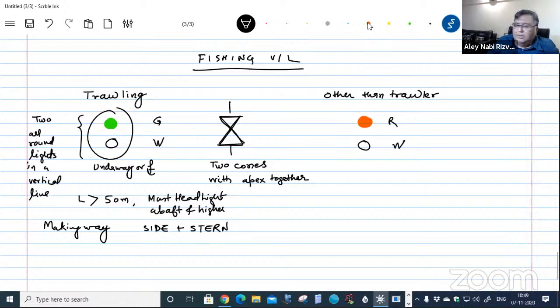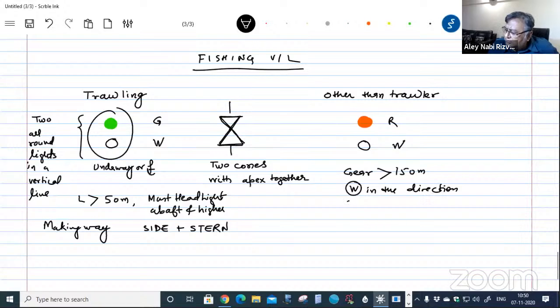All right. Now this is a different gear. If the outlying gear extends more than 150 meters, there has to be a different gear. It is not a trawler. Then what we have is a white light in the direction of the gear. Remember, this light is not shown by the trawler. It is shown only for a fishing vessel other than trawler.